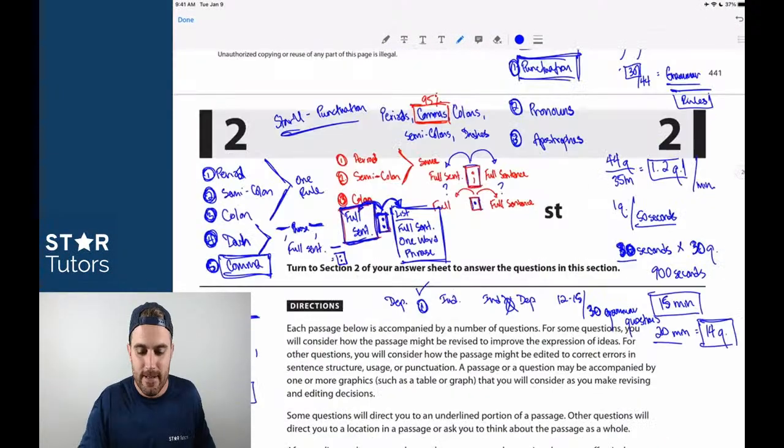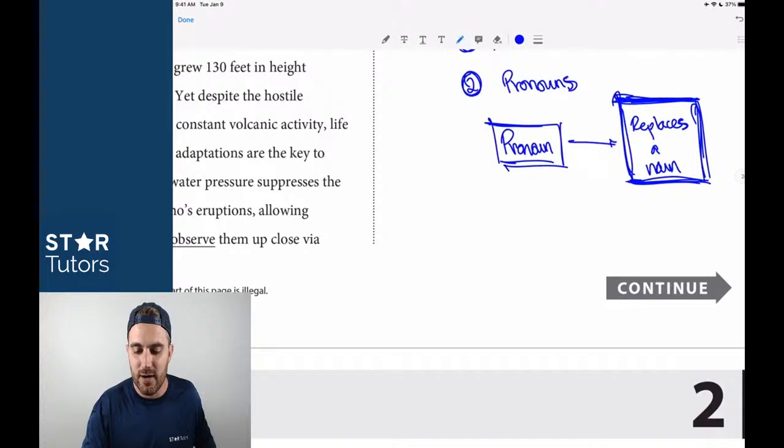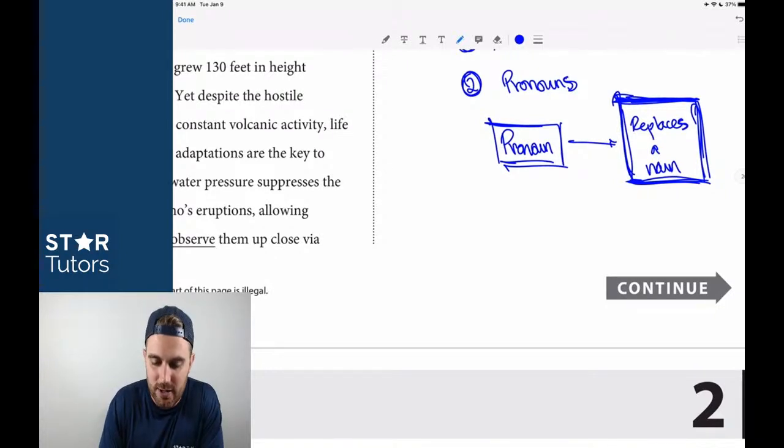The final type of grammar that I want to talk about today is apostrophes, and really understanding apostrophe rules. Apostrophes don't come up nearly as often.